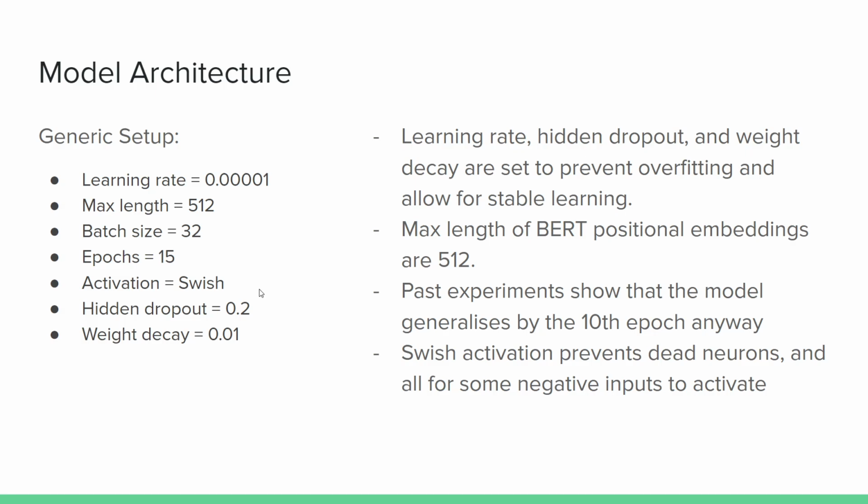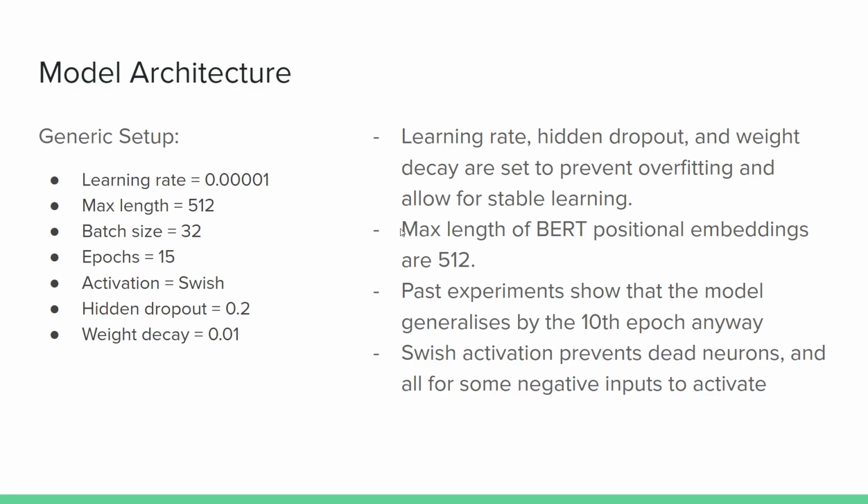For the generic model architecture, we use a lot of regularization just to prevent overfitting, like hidden dropout, weight decay, and learning rate. This is so that the model just doesn't hard learn some of the features of very high priced cards and try to estimate on that.